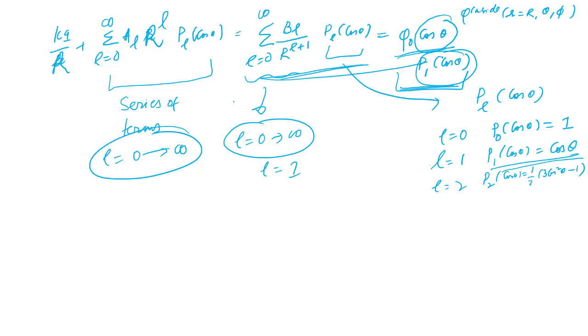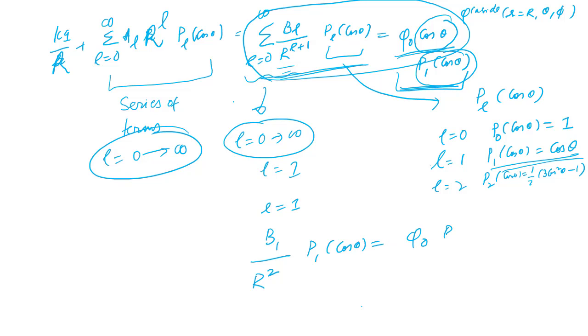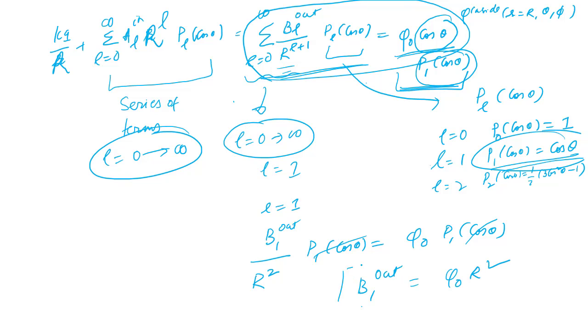Right. So if I just look at these two terms, then if I look at the L equal to 1 term for this, I would get B1 by R squared P1 of cosine theta equal to phi 0 P1 of cosine theta. And P1 of cosine theta is cosine theta. Right. So these two cancel out. So for outside, B1 outside, this is all outside, right, and this is inside. So B1 outside is simply phi 0 times R cubed.